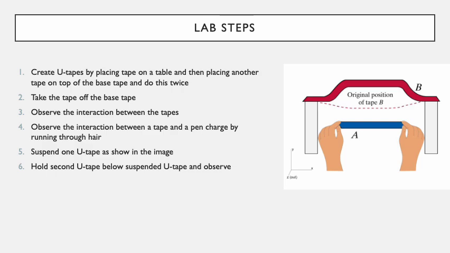Here are the lab steps that I did. I first created the U-tapes by putting one piece of tape on the table, putting another piece on that piece of tape, and then pulling it off. I did that twice to create the two U-tapes. And then I observed the interaction between the two tapes, between the tape and my hand, and then between the tape and a pin charged by running the pin through my hair.